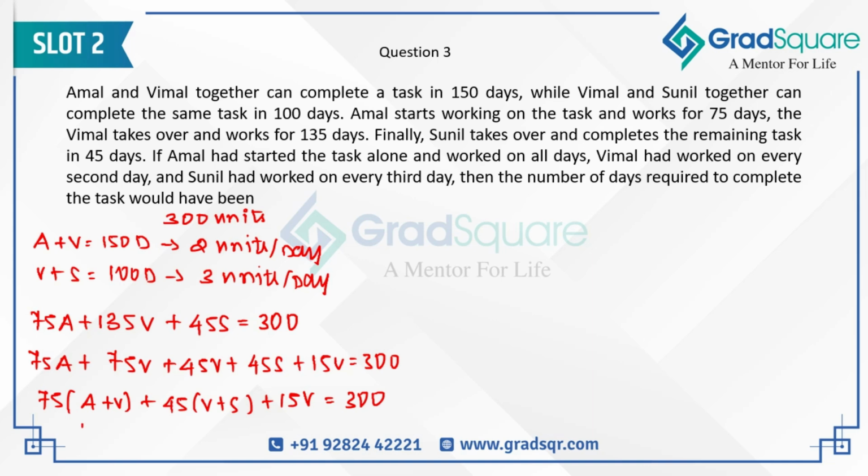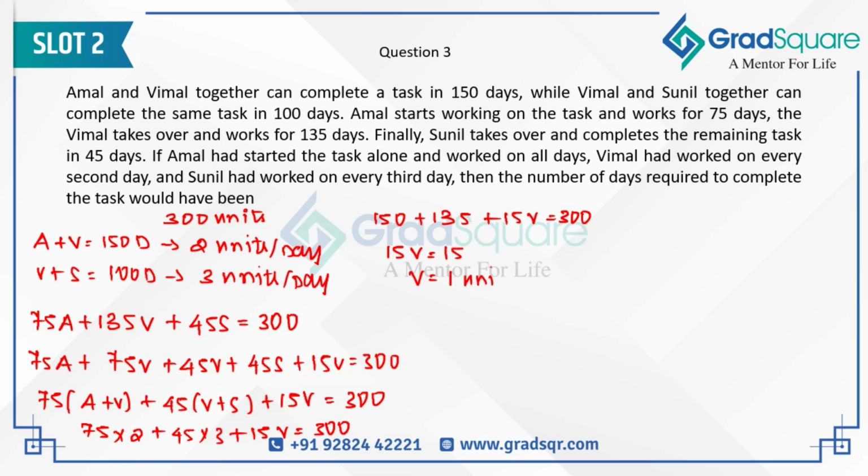Now substituting the values, 75 into 2 plus 45 into 3 plus 15 Vimal is equal to 300. So which is 150 plus 135 plus 15 times Vimal is going to be 300. That means 15 times Vimal is going to be 15. Vimal is going to be 1 unit per day. So if Vimal can do 1 unit in a day, then Amal's work will also become 1 unit. And Sunil's work will become 2 units per day.